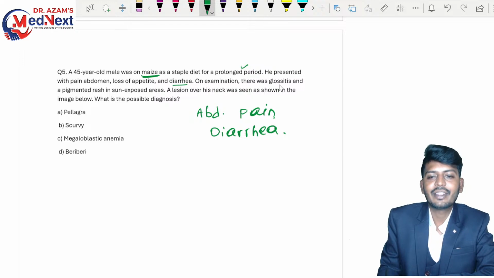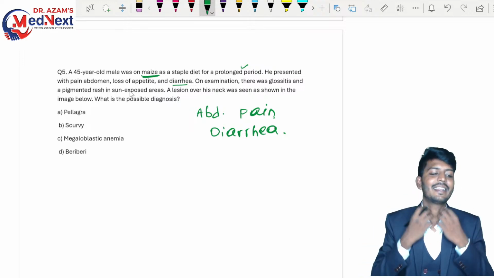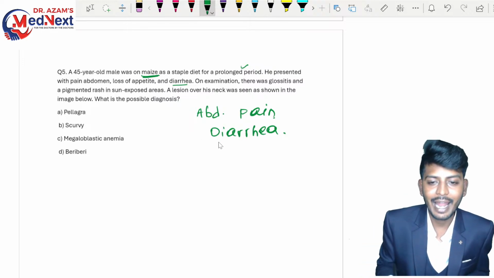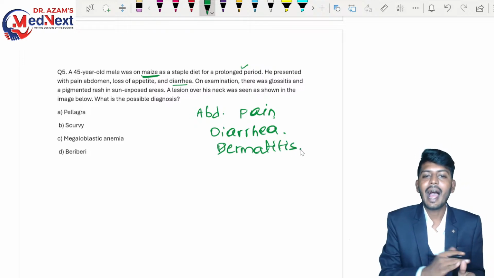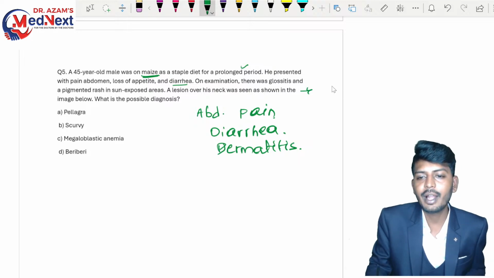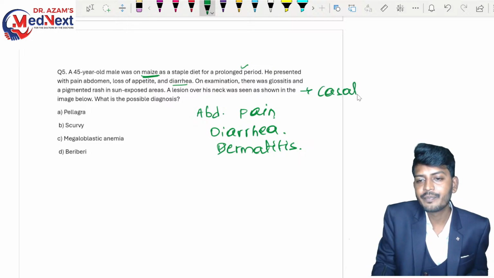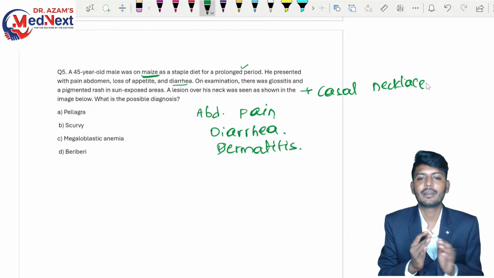Okay, on examination there was a glossitis and pigmented rash on the sun exposed area. मतलब face and etc में क्या होता है? sun exposed area में rash होता है. Rash is telling you it is a type of dermatitis. Okay, and over his neck there was an image as shown below. The image shown was a Casal necklace. So the answer is what? What is a possible diagnosis?